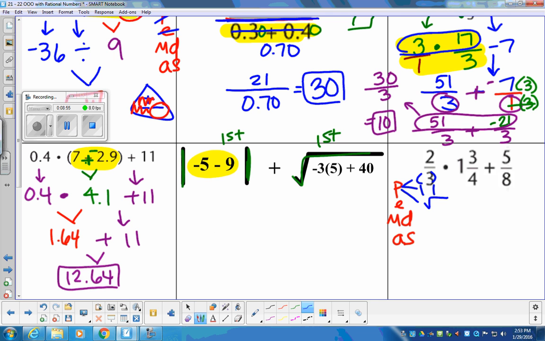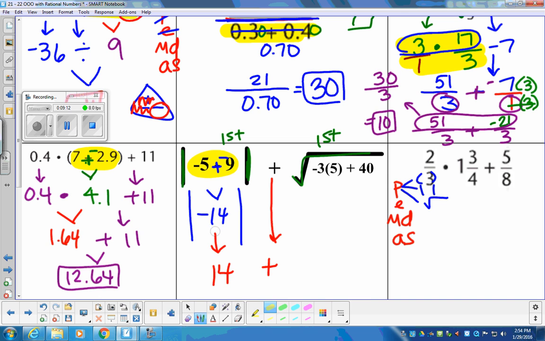Inside the jail bar, I have to take care of what's on the inside first, inside out. So we end up with -14 living in jail. Okay, I'm going to keep working this problem down, which gives me +14. When we pull it out of jail, always positive. Sign in the middle is add.